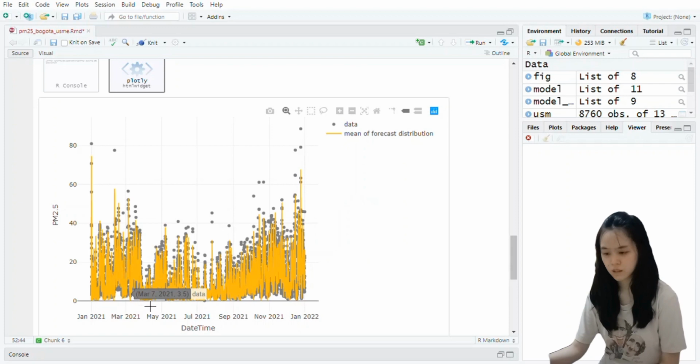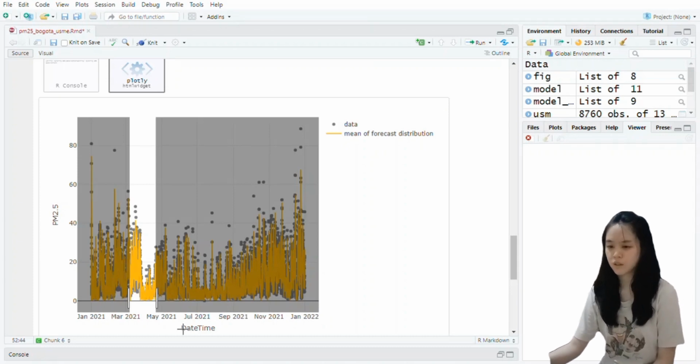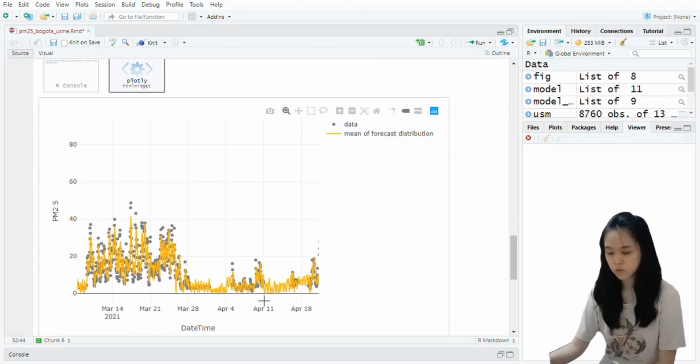So yeah, if you look at a glance, we don't have any values that are negative. And then let's zoom in again around here, because I think this is the longest data gap. Okay, as you can see, no negative values.